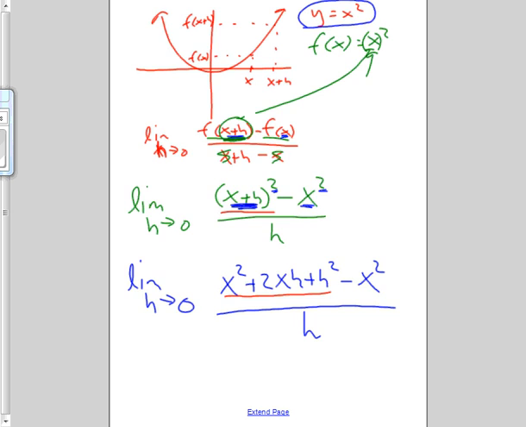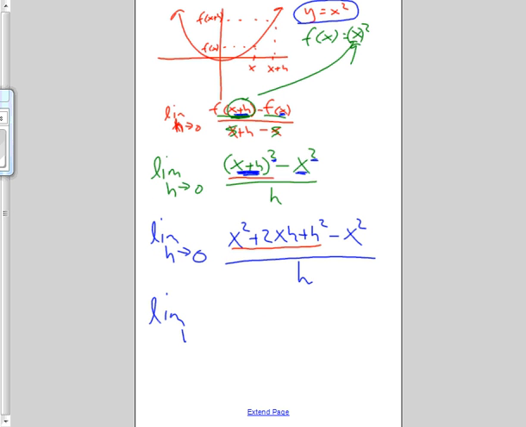So now let's simplify that. We have the limit as h approaches 0. Now, just as a precursor, we're letting h get close to 0. We can't just plug 0 in for h, because if we plug 0 in for h, we would be dividing by 0. So we can't just let h be 0, because if we did, we'd have 0 in the bottom.